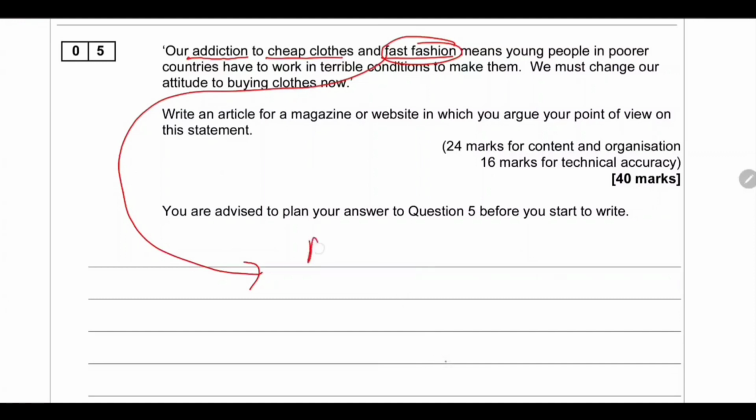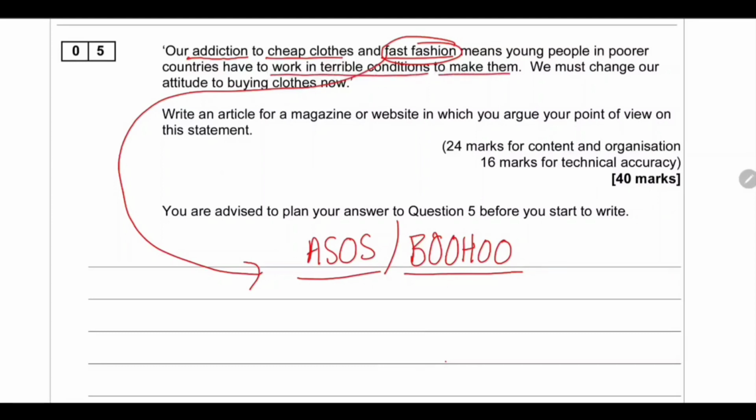So you may have heard of companies such as ASOS, Boohoo, etc. They all are examples of fast fashion corporations, because often they are producing clothes in the third world and selling it on the online market for a larger price for them to make a profit. So here what they say is that we as a society are obsessed with cheap clothes and fast fashion. So we are often buying from places like ASOS and Boohoo. And this means that young people in poorer countries have to work in terrible conditions to make them. We must change our attitude to buying clothes now.